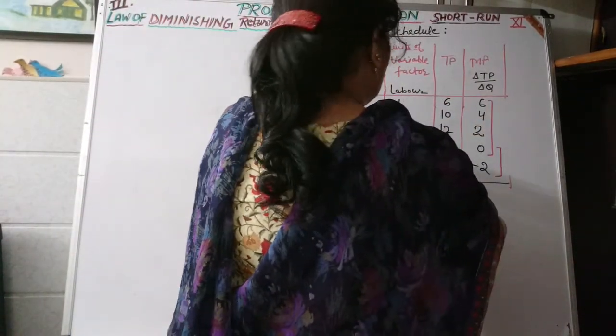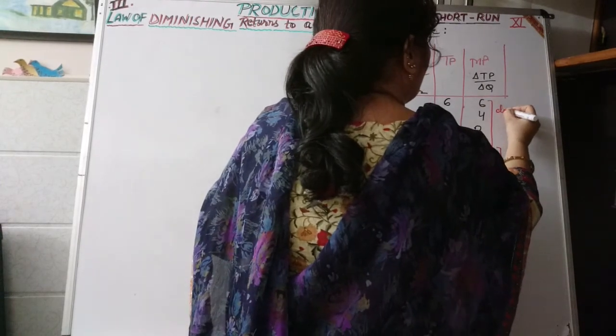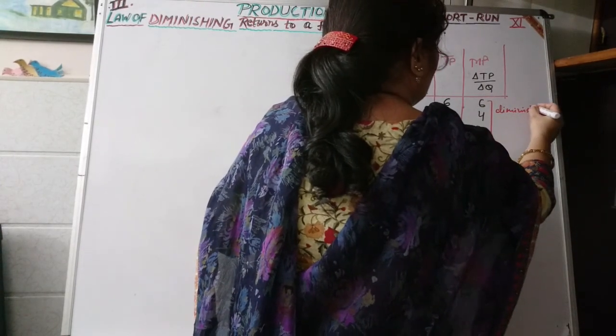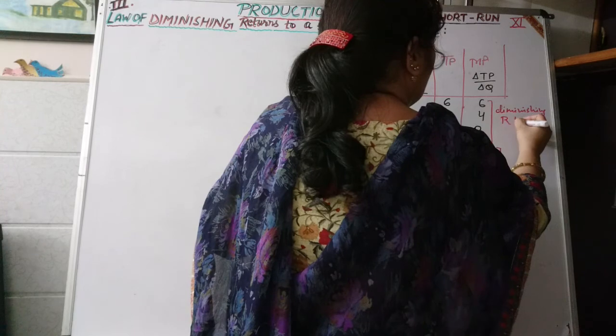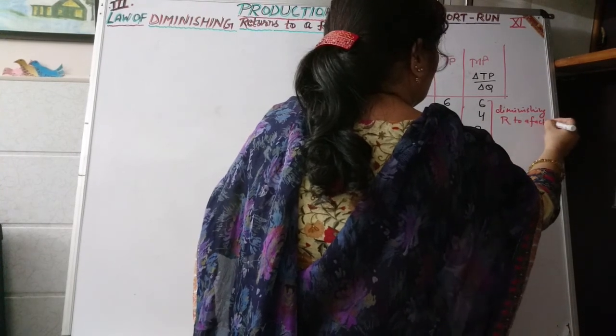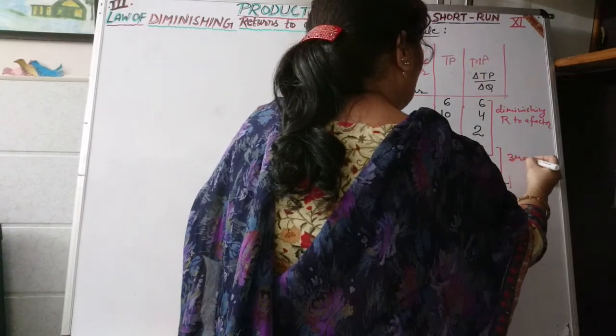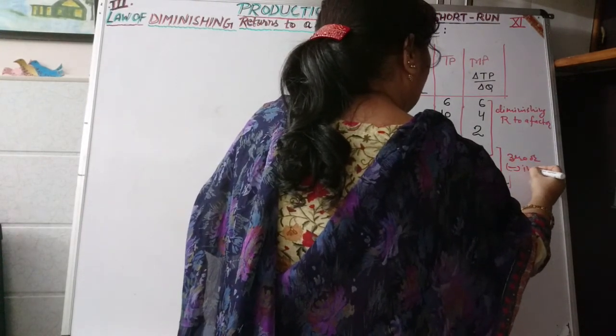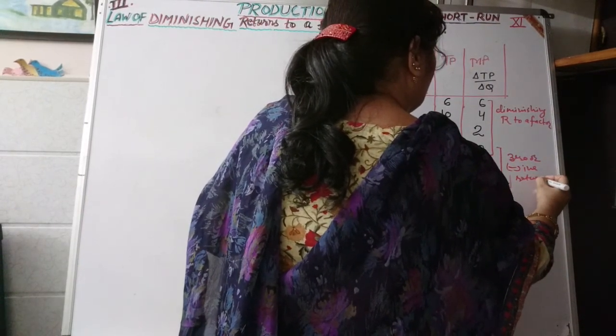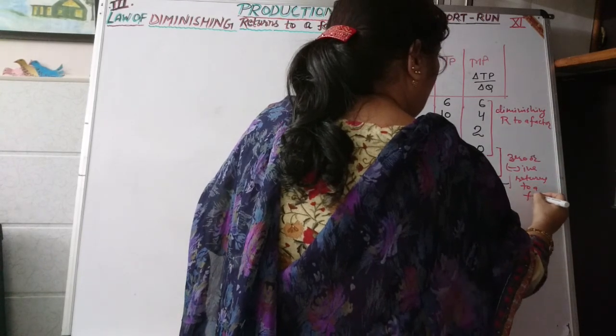So this represents diminishing returns to a factor, and this ultimately 0 or minus 2 represents zero or negative returns to a factor.